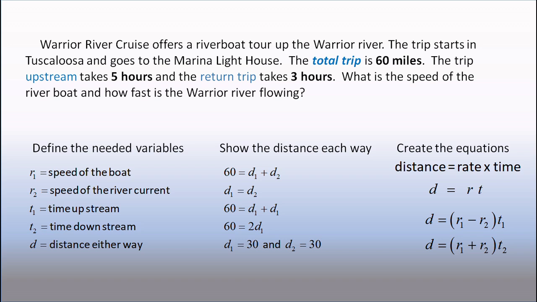Next, we're going to set up our equation. This is a distance, rate, time equation. Distance equals rate times time. Now the rates are where we're going to have to create the equation. Upstream, the speed of the boat is countering the speed of the river, so it's R1 minus R2, and then T1 is the time it took to go upstream. Going downstream, the two speeds are working together, so it's R1 plus R2, and T2 is the time it's going to take to return.